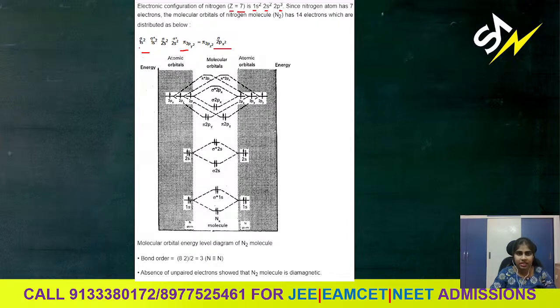This configuration of two nitrogens has 14 electrons. These 14 electrons are distributed in this way: sigma 1s2, sigma star 1s2, where the star denotes anti-bonding molecular orbitals, which have higher energy, and the plain sigma denotes bonding molecular orbitals. Then sigma 2s2, sigma star 2s2, and pi 2py2 and pi 2px2, both having the same energies. And next, sigma 2px2. This is the configuration for the nitrogen molecule.